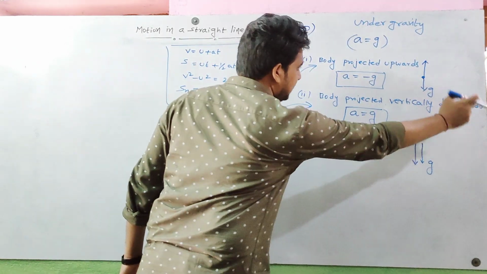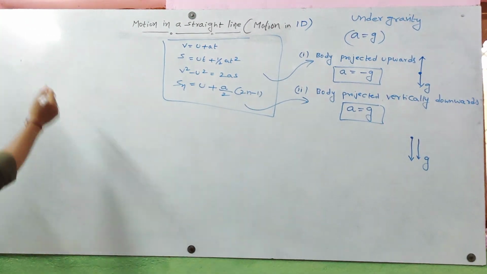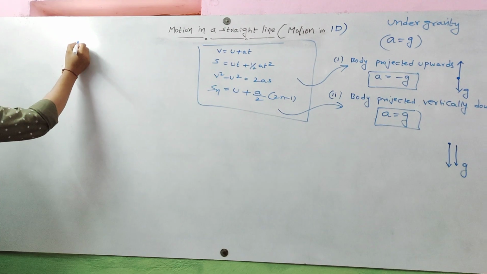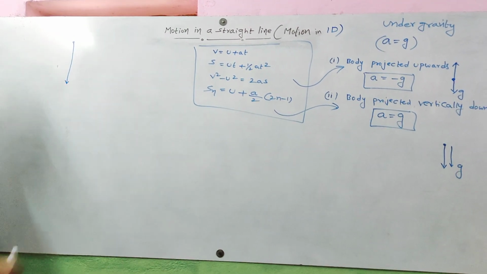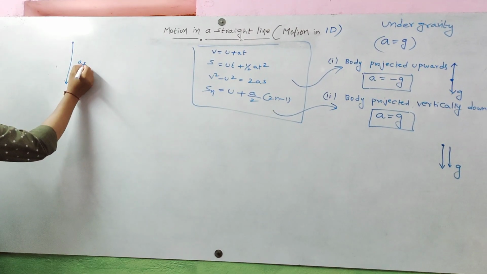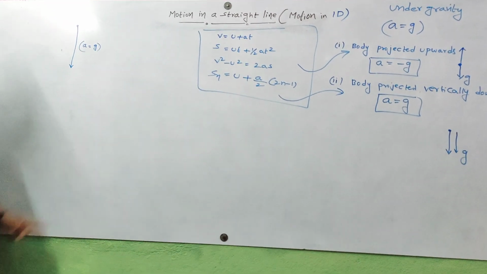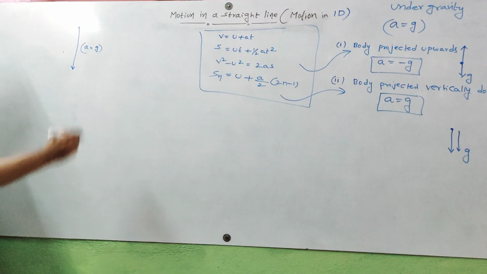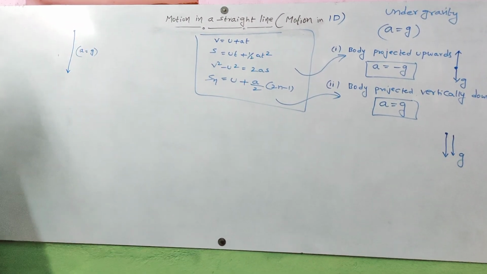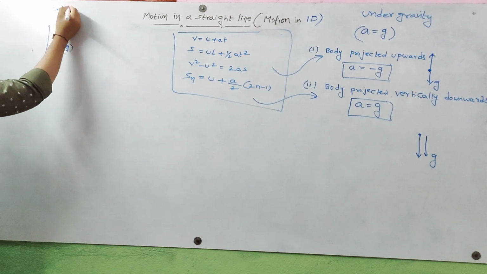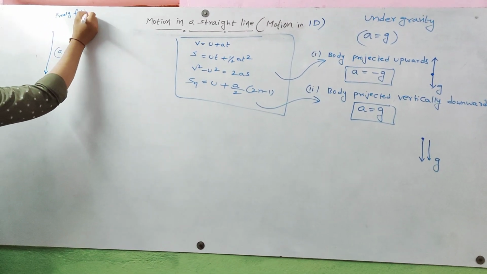Body projected vertically downwards. For example, let us consider a stone projected vertically downwards. Then you should take acceleration equal to plus g, vertically downwards. I consider the body to be freely falling.